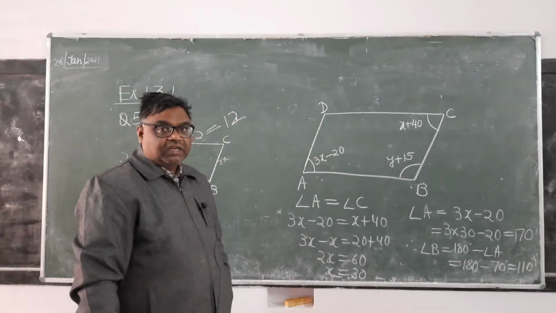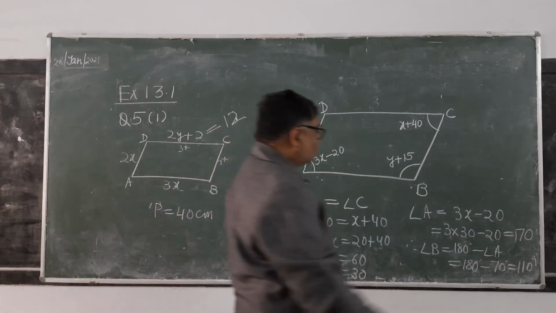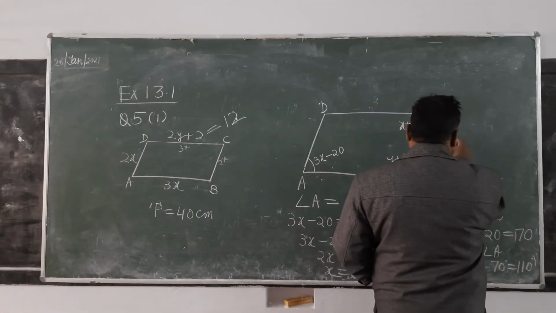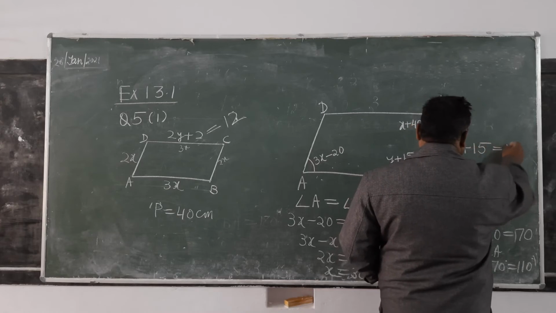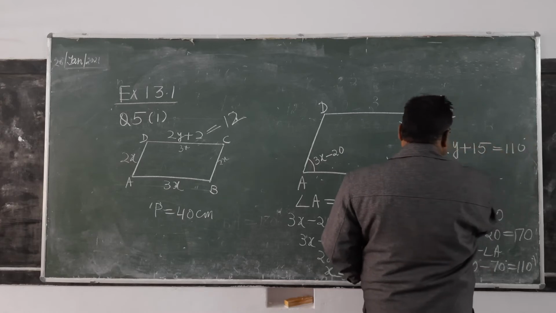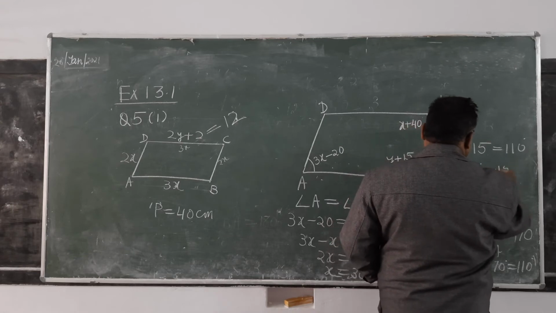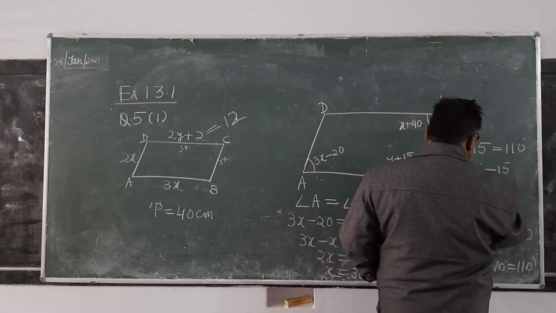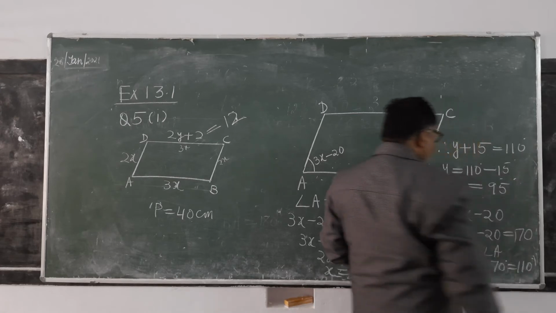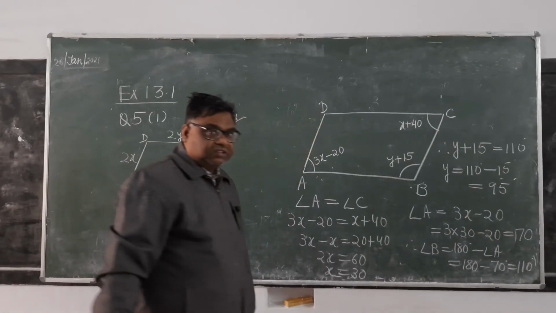Is it clear? So what will be y plus 15? Therefore y plus 15 equals 110 degrees. So y equals 110 minus 15, that is equal to 95 degrees. This is clear?